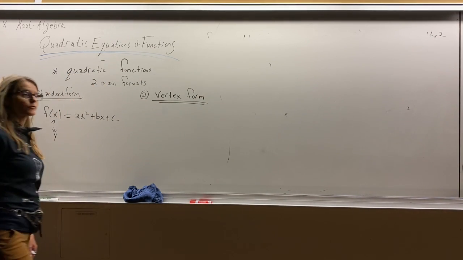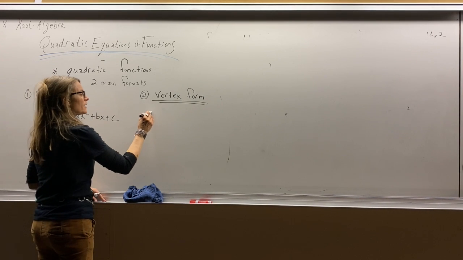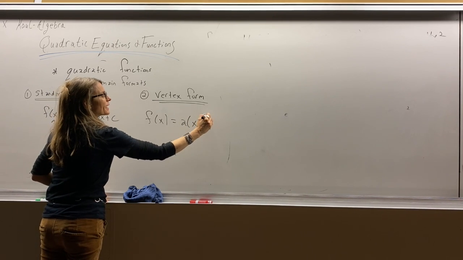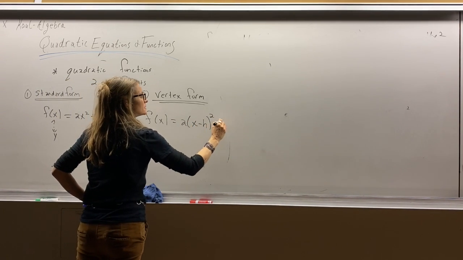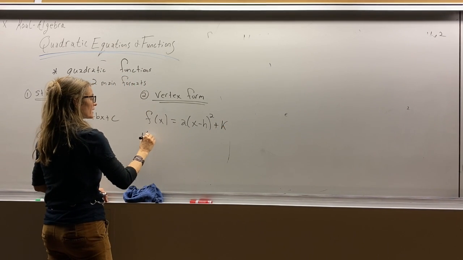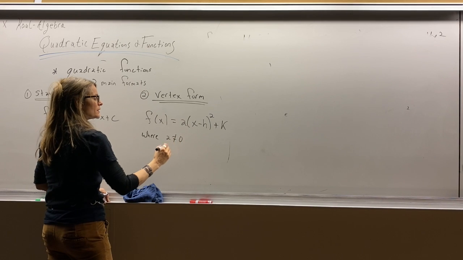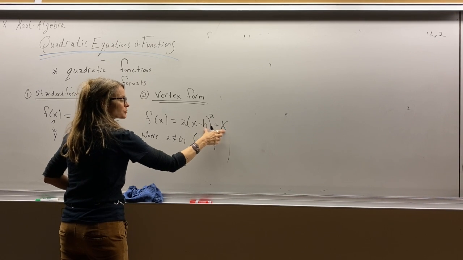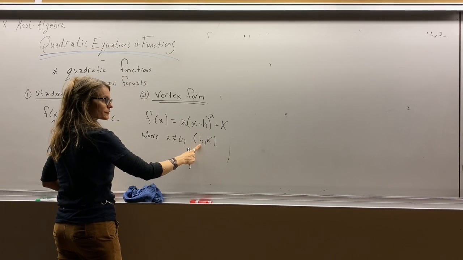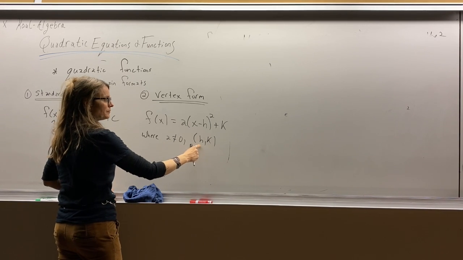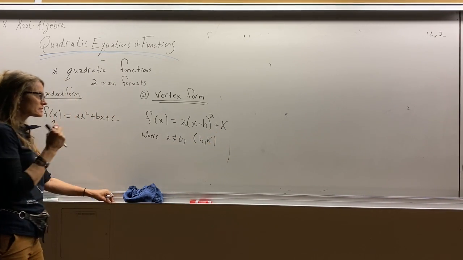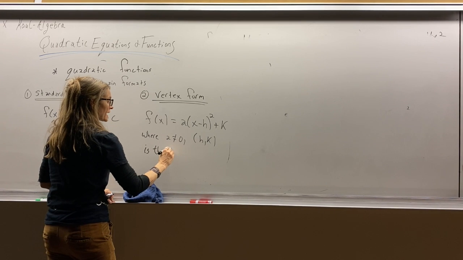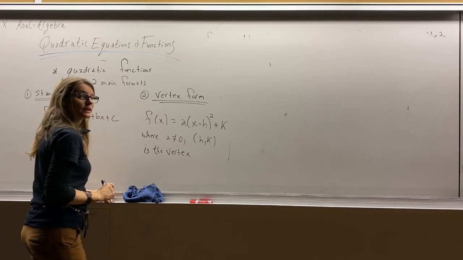And the vertex form for a quadratic function is when you have it in the form f of x equals a times (x minus h) squared, h being some number, plus k, where, again, a is not equal to 0. The (h, k) value makes an ordered pair. So h is the value that's part of your independent variable in your ordered pair, and k is your other value. And that's going to give you something called the vertex, where (h, k) is the vertex. That's going to be something we're going to look at.